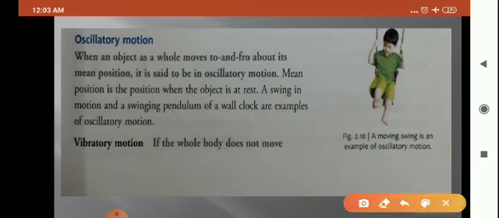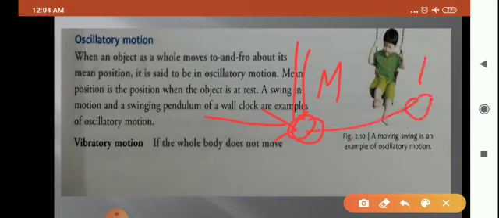And children, this is the pendulum of a wall clock. It also moves in a to and fro motion. Suppose initially when the pendulum is at rest, it is your mean position. Then as it moves, it will go to extreme.